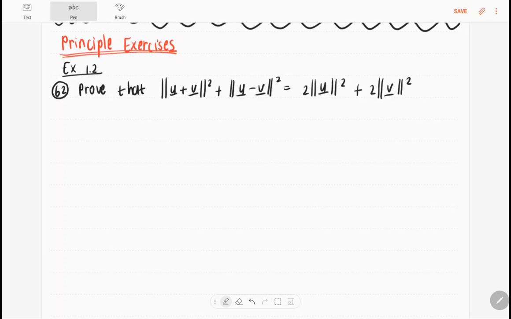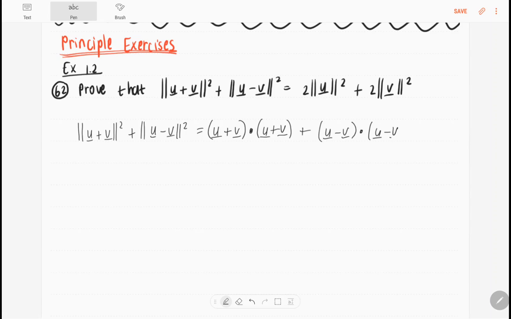Right, so what I'm going to do is start with my left-hand side, which is the norm of u plus v squared plus the norm of u minus v squared. Then I'm going to write out what that equals. So the norm of u plus v squared is simply the dot product of u plus v with u plus v. And the norm of u minus v squared is simply the dot product of u minus v dot u minus v.